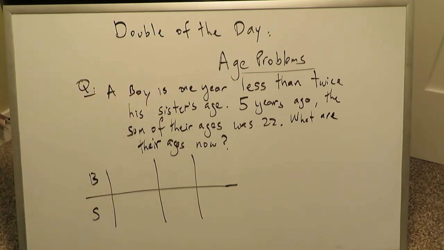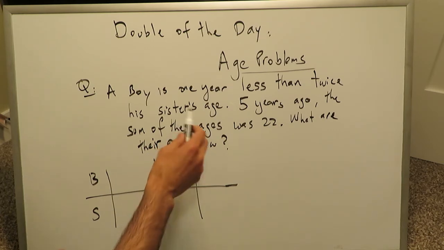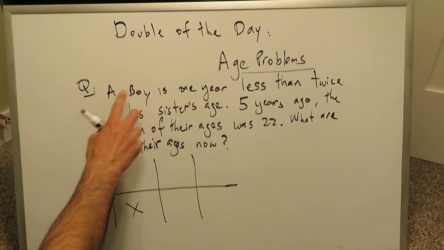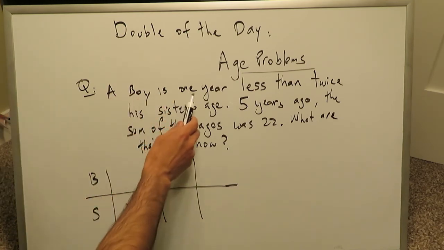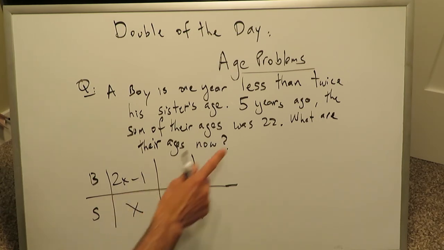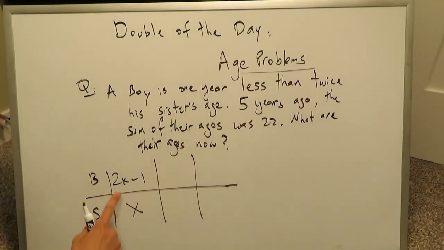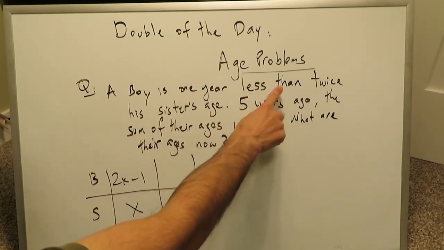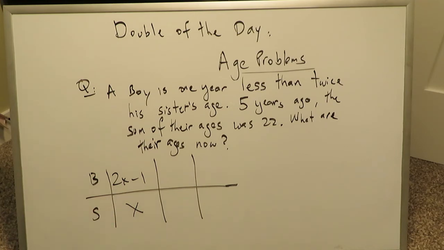A boy is 1 year less than twice his sister's age. You know nothing about the sister's age, even in terms of a relationship, so you might as well just put an X. But you know something about the boy with regards to the sister. He is 1 year less than twice his sister's age: 2x minus 1. The fact that you have a "than" over here, you don't do 1 minus 2x. You do 2x minus 1. If you're doing 1 minus 2x for "1 year less than twice," you'll have a mistake. You utilize the word "than" to flip it around. It becomes 2x minus 1.